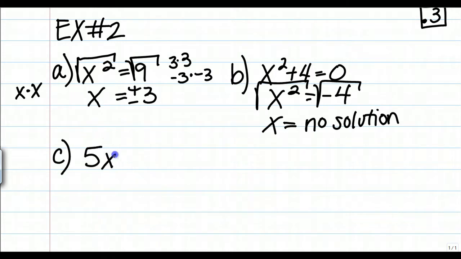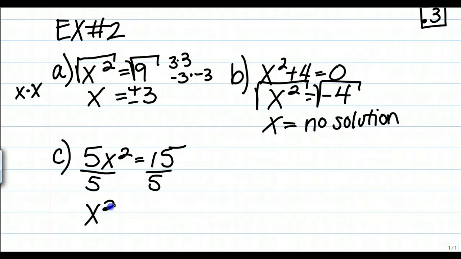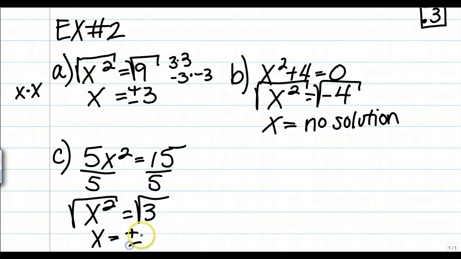C. What if I gave you 5x squared equals 15? The first thing I would do is divide both sides by 5, because 5 will go into 15 evenly. So I'm going to have x squared equals 3, since 5 goes into 15 3 times. And then I square root both sides. And remember, whenever I square root both sides, I have to write plus or minus. And I can't break up radical 3. There's no two numbers multiplied together that give me 3, so I leave it alone inside the radical sign.